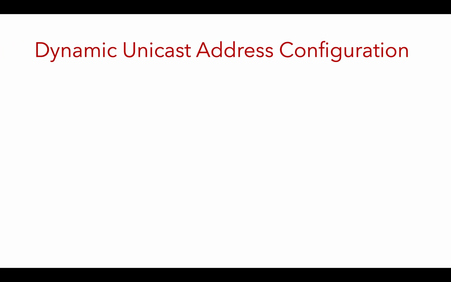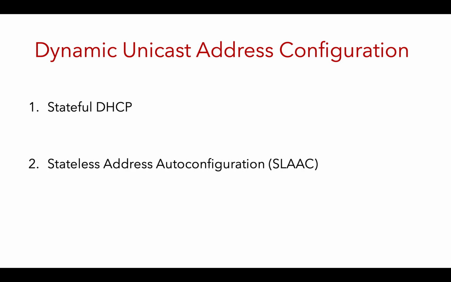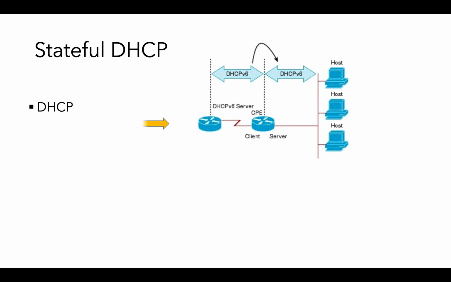Next, we have dynamic unicast address configuration. Cisco routers support two ways for the router interface to dynamically learn an IPv6 address to use. Number one, stateful DHCP, and number two, stateless address autoconfiguration, or SLAAC. Stateful address assignment: similar to IPv4, IPv6 uses DHCP to statefully assign IPv6 addresses to clients. Cisco IOS routers can be configured to be stateful DHCP servers.